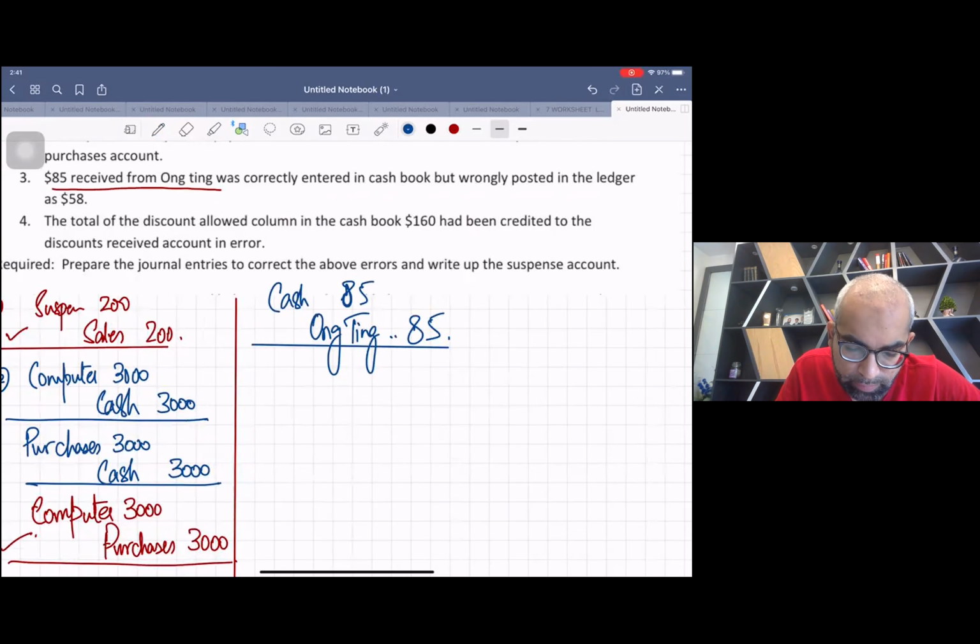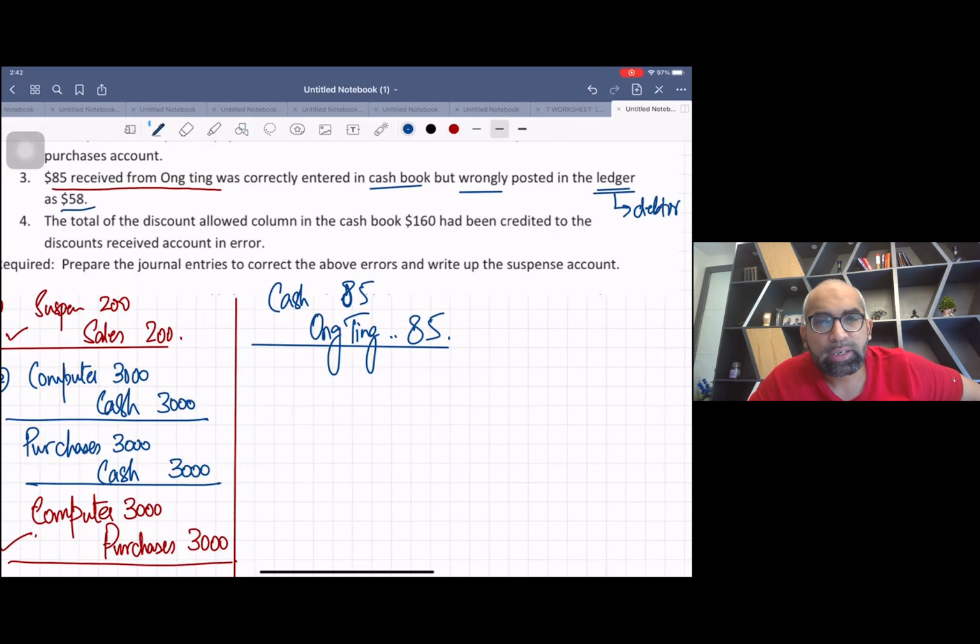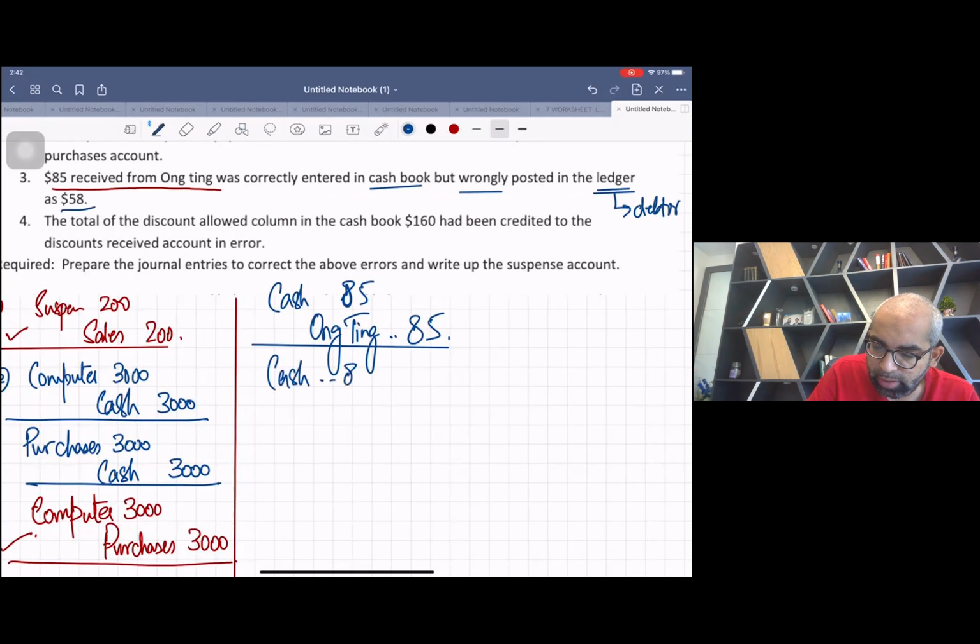Now listen. 85 received from Ong Teng was correctly entered in the cash book. That means cash is perfect, but it was wrongly posted in the ledger. Ledger means the debtor account, that means Ong Teng's account, as 58. See, it is recorded correctly in the cash book, but in the ledger, the debtor account, it is incorrect. So cash debit 85 is perfect, but mistakenly we credited Ong Teng by 58.